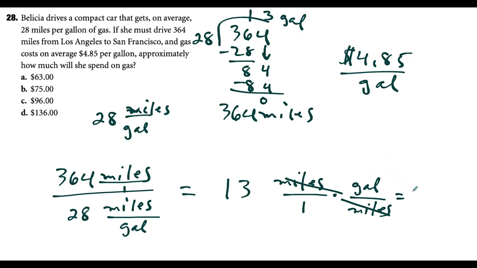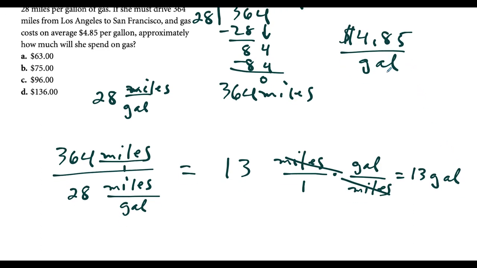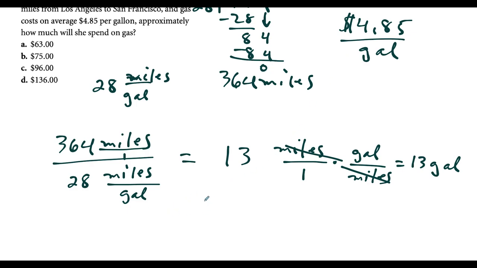So now we know that Belisha needs 13 gallons and gas is $4.85 per gallon. So we have to multiply. We have 13 gallons times $4.85 per gallon. And notice the per gallon and gallon cancel like this. So now somewhere on the side, we'll just do this long multiplication. I'm trying to think here, is there a nicer way to do this? A fast way?